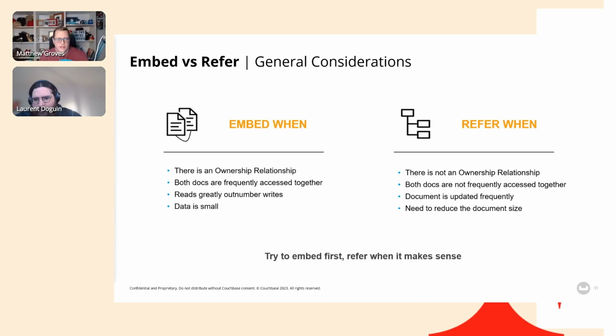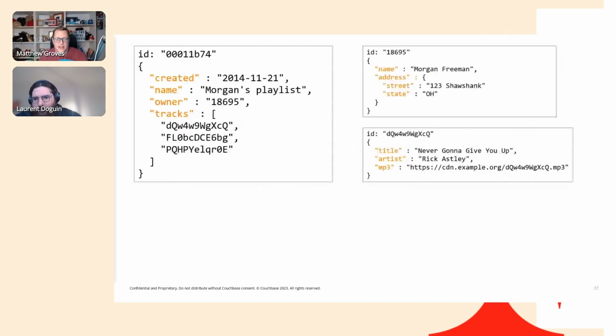What I've got here are some examples of JSON data for a music streaming service, kind of like a Spotify or Pandora or whatever. So I've got a model here, and I've got 3 documents, and these are in 3 different collections. We've got a playlist collection, a user profile collection, and a collection of actual tracks, right? So this is one playlist with 3 tracks in it, owned by a user.